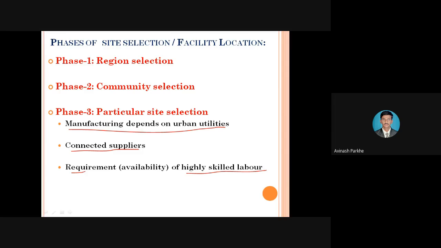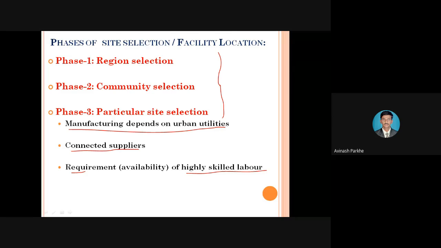In your industry, sometimes if the maintenance person is not available, what we do is call a third party, and the third party will provide the maintenance person. Within a fraction of time, that person visits your industry, checks your machine, immediately does the maintenance, and your machine gets started again. Therefore, the availability or requirement of high-skilled labor is also considered under phase number 3. So these are the 3 important phases which we have to consider during site selection and facility location.